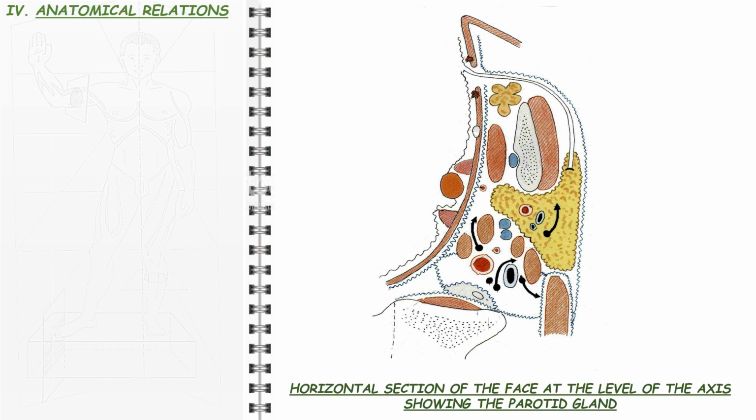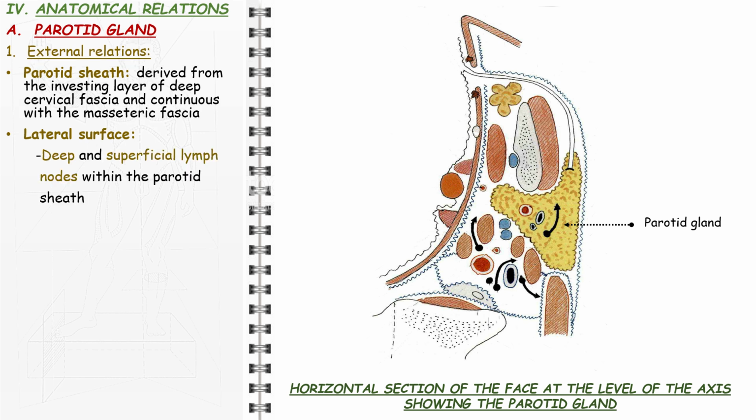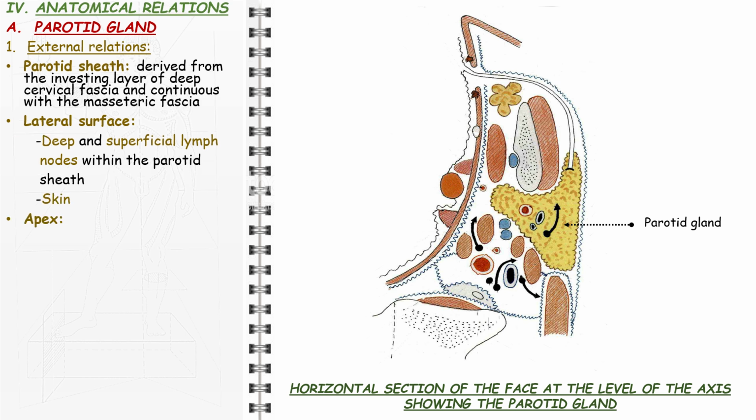In the parotid region, the parotid gland is surrounded by the parotid sheath. It is derived from the investing layer of deep cervical fascia and continuous with the masseteric fascia. The lateral surface of the parotid gland is superficial, almost subcutaneous. It is overlaid by deep and superficial lymph nodes within the parotid sheath under the skin of the parotid region. The apex of the parotid gland lies on the posterior belly of digastric muscle just above the angle of mandible.